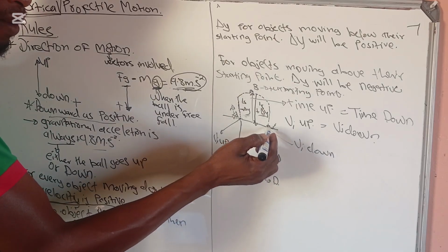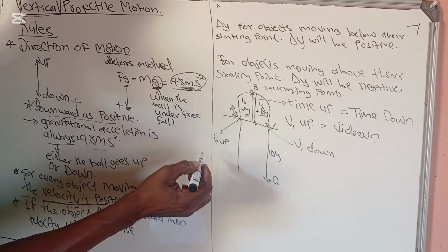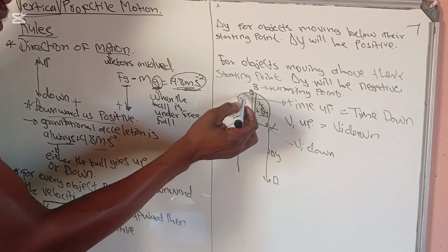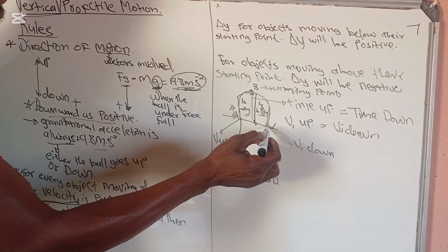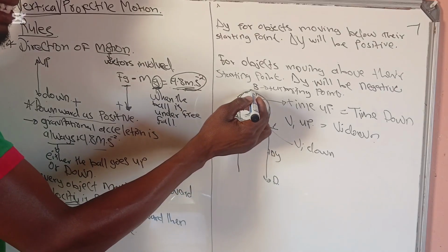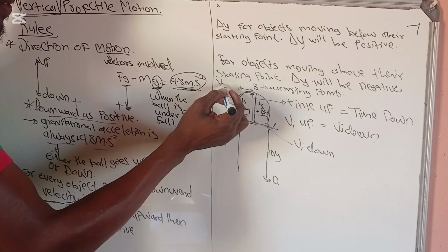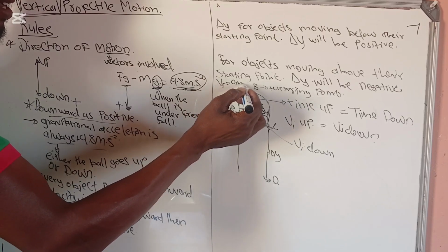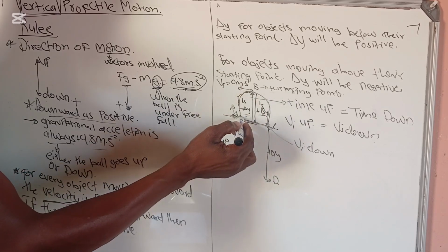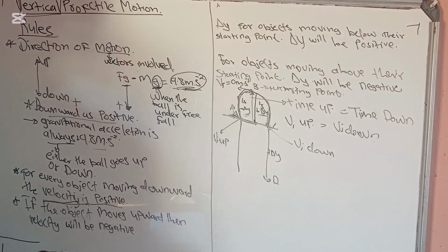So the velocity the ball is thrown with is the same velocity it comes back with, when it returns to the line where it started. So what is the velocity here at my turning point? Velocity at the turning point is 0 meters per second. So velocity here is always 0.